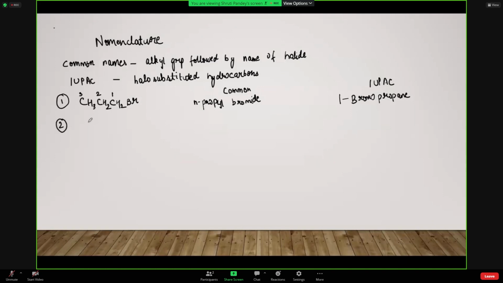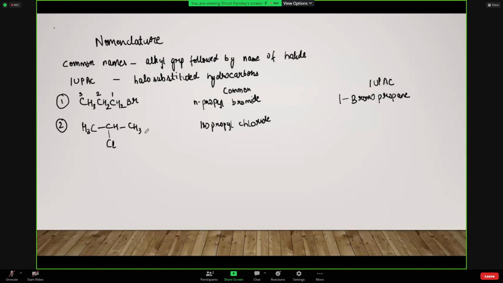Now coming to the next one, this is H3C, CH, CH3 and यहाँ पे Cl लगा हुआ है, क्लोरीन, right? So common name says isopropyl chloride. ठीक है. So see in the first and the second example the number of carbon atoms is same.